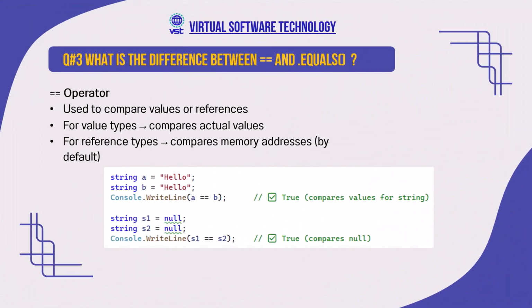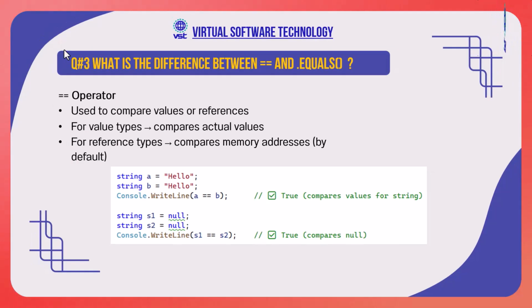This is part 3 of C# interview questions and answers video series. What is the difference between equals equals and Equals method? The equals equals operator is used to compare values or references.